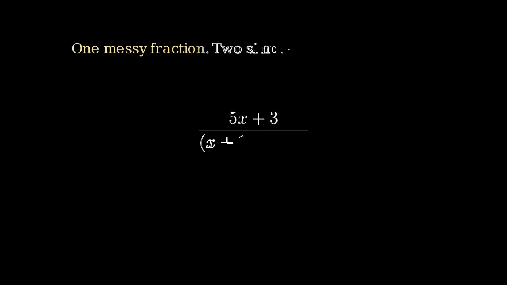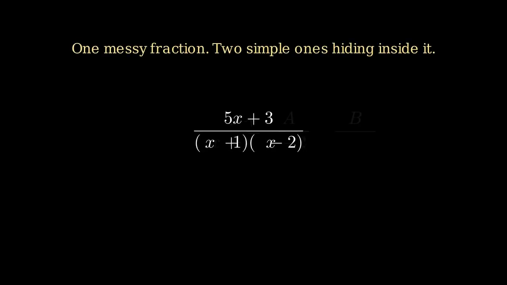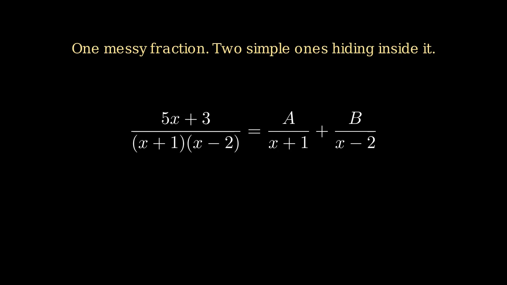Watch this. (5x + 3) over the quantity (x + 1)(x - 2) looks like one messy fraction, but it actually has two much simpler fractions hiding inside it. That is exactly what partial fractions lets you find, and we are about to learn how.